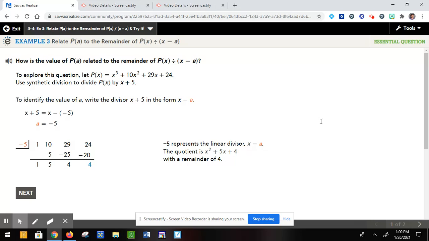That's actually a mistake right there. That should be negative 5 right here. But when they add it down, they are treating it like a negative. So it would be 5 there. Negative 5 times 5 is negative 25. You add down, you get 4. Negative 5 times 4 is negative 20. You add down, and you get 4. So the remainder is 4.